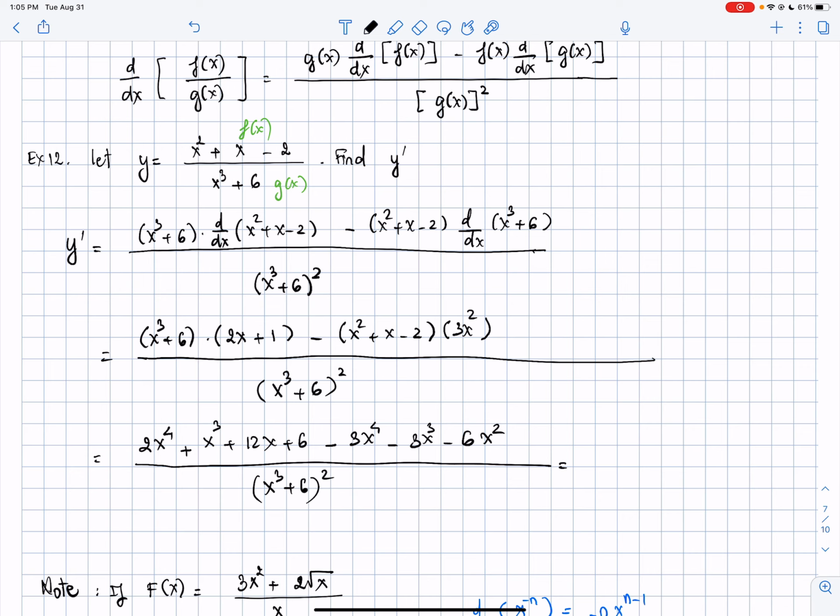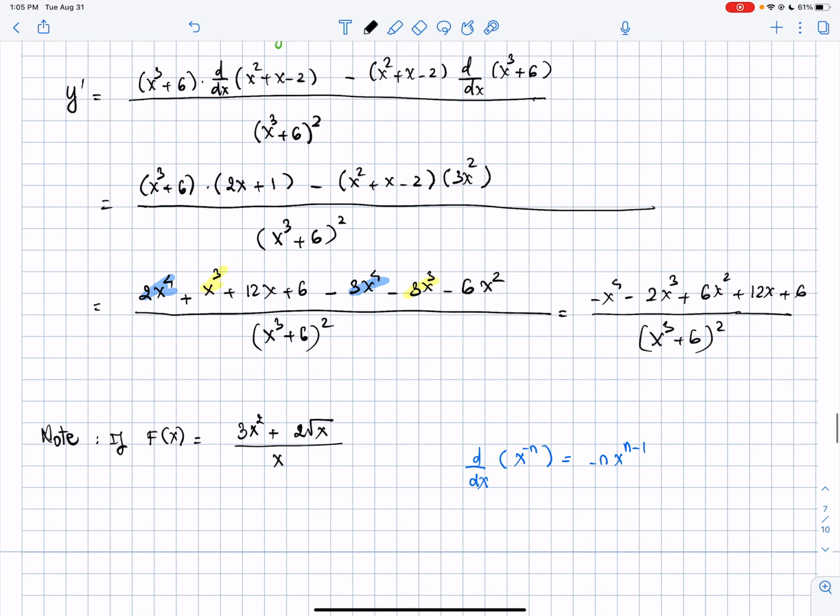So we see that we have like terms, so we can combine a little bit. We have x to the 4 and x to the 4, and x cubed and x cubed. And that's it, right? So we have negative x to the 4 minus 2x cubed plus 6x squared plus 12x plus 6, divided by x cubed plus 6 squared. We don't really have anything more to do, so that is the answer.